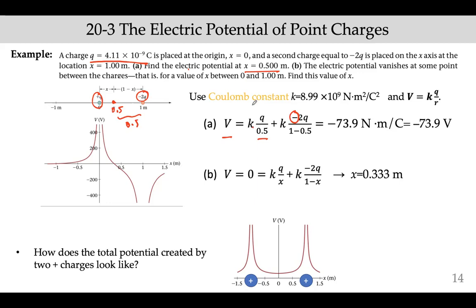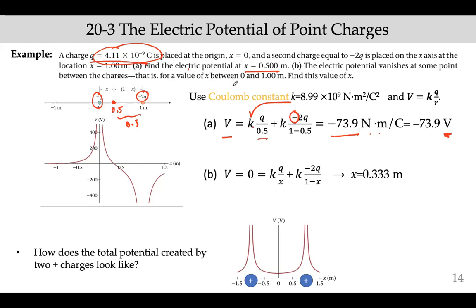Now, if you plug in the Coulomb's constant, and also for Q, plug in this number, you will find the potential at x equals 0.5 is negative 73.9 newton meters per coulomb, or shortly just volts.